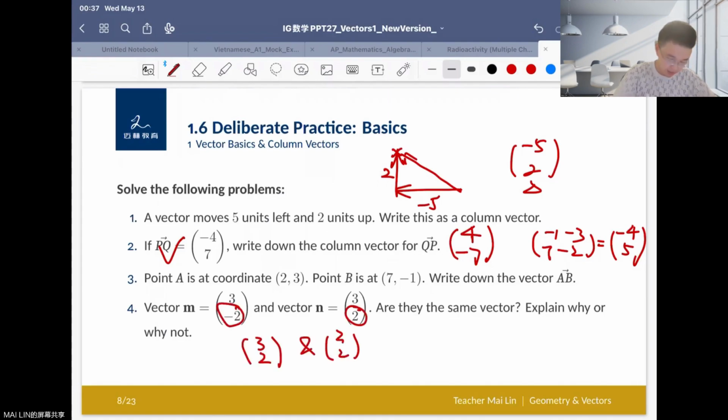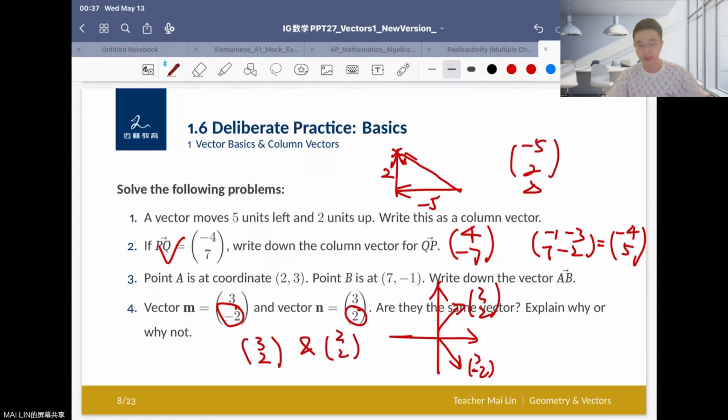We can just draw a coordinate grid. Here is (3, -2), and here is (3, 2), right? They're quite different. The arrows do not overlap, so we cannot say that they are the same vectors.